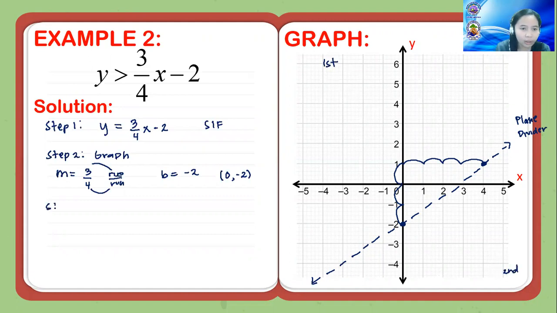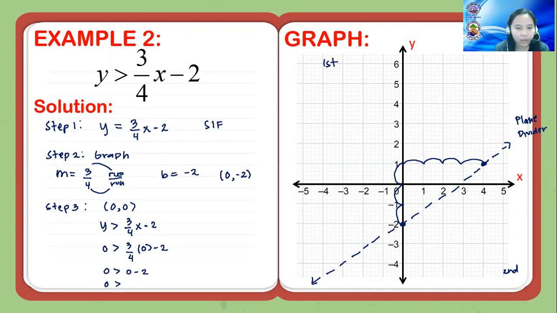Step 3, we will now test where the solution set is using the point 0, 0. We will substitute into the original inequality y is greater than 3/4 x minus 2. The value of y is 0, so 0 is greater than 3/4 times the value of x, which is 0, minus 2. Any number multiplied by 0 is 0, so 0 minus 2. Then 0 is greater than 0 minus 2, which is negative 2.